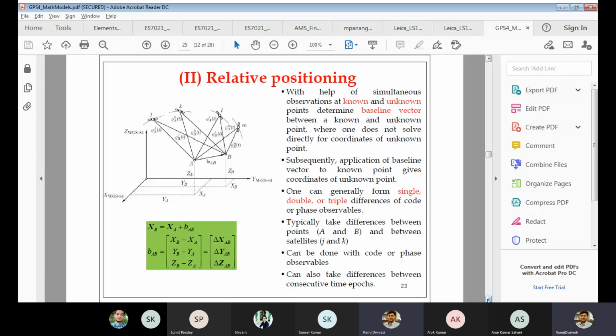One can generally form single, double, and triple difference of the code or phase observable. Okay. So typically take difference between A and B as a receiver point and satellite J and K as satellites. It can be done with code or phase observable, and can also take differences between consecutive time epochs. Okay. So just understand, you have a common pair of satellite J, K, L, M. You have two receivers A and B, one at the base and another at the rover, and you can take the measurements from all two positions of the receiver A and B. And what you can do, you can have these measurements taken at A and taken at B both, and you can subtract them.